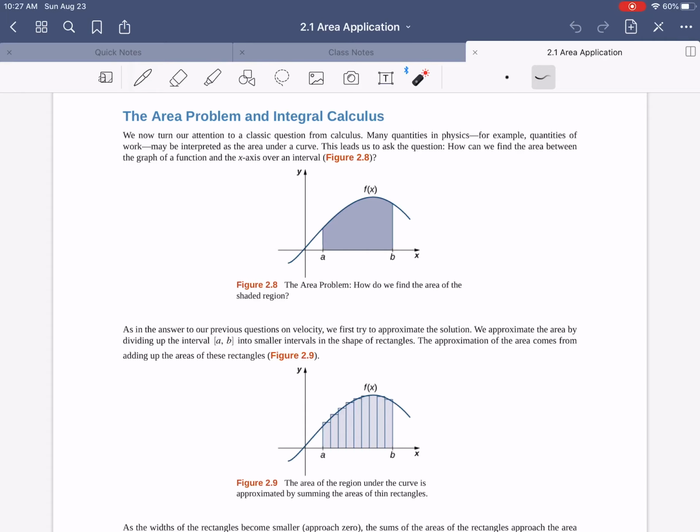For example, if you know the rate that oil is spilling out, finding the area under a curve is going to be the total amount of oil that's spilled. That's something that's pretty important to know.